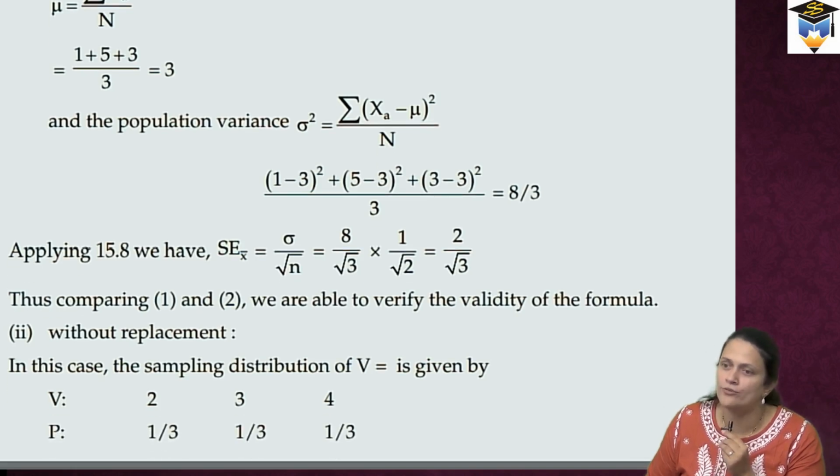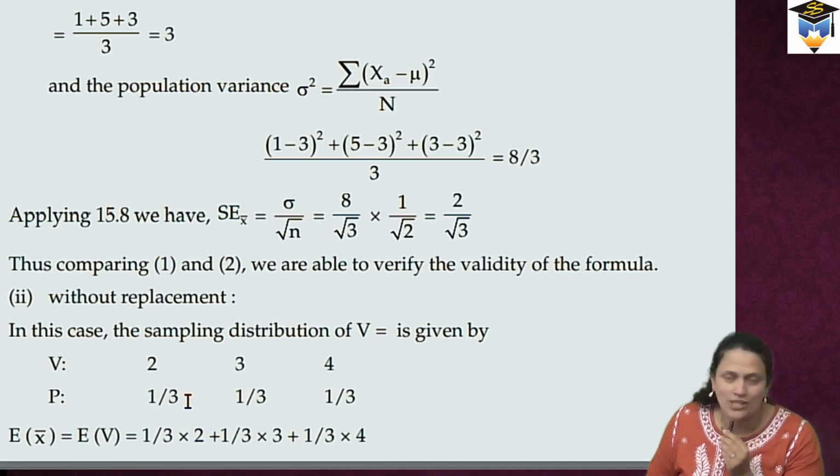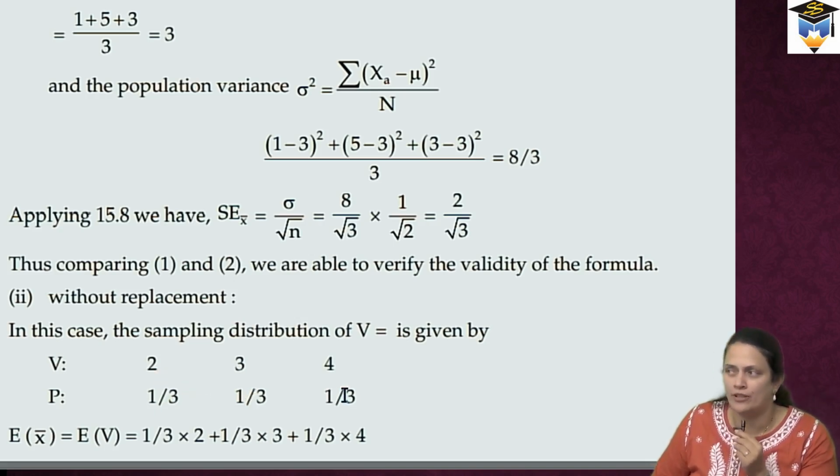Finished writing, all of you? Now in case of sampling distribution, V is given as 2, 3, 4 and you have to do it without replacement. So the probability is found out without replacement, which comes out to be 1 by 3, 1 by 3, 1 by 3. So E of x bar is calculated now. Everybody has finished writing?